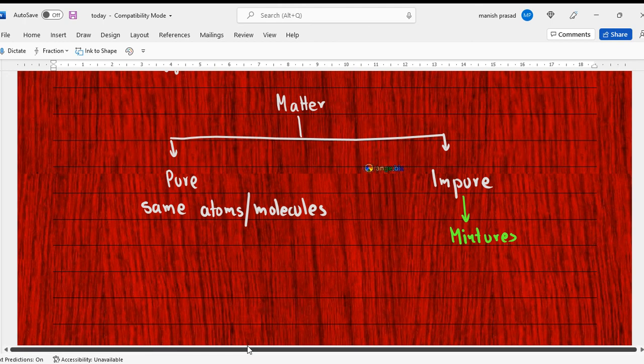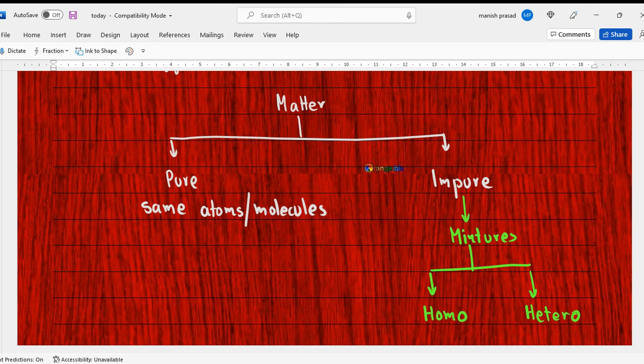Now, mixtures can be of two types. One is known as a homogeneous mixture. The second one is known as a heterogeneous mixture. Okay, now can you give me an example of a homogeneous mixture?